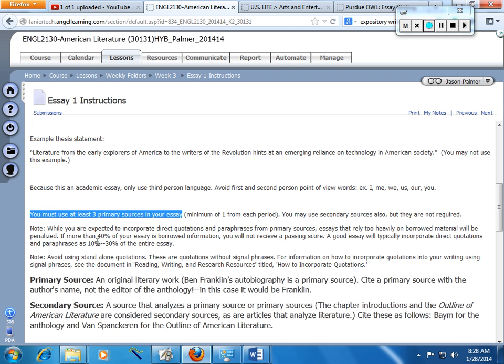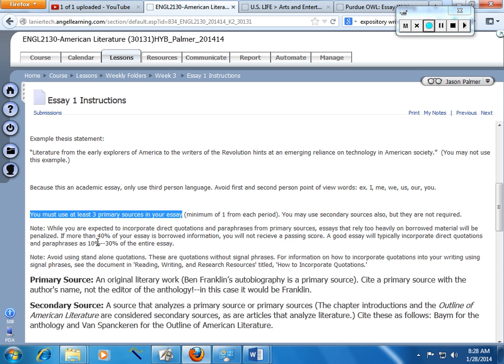So Columbus's letters are primary sources. The Iroquois creation story itself is a primary source. So the stories and the poems that we read and the letters and the nonfiction that we read that were written by these famous authors, those are considered primary sources.